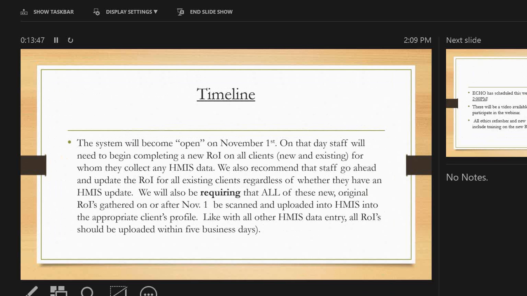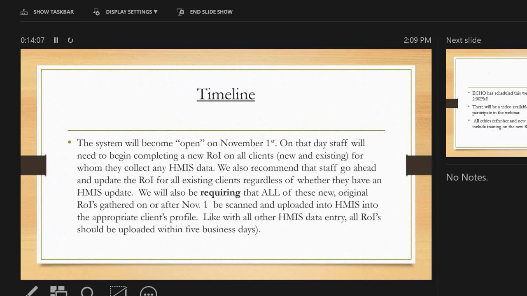So the timeline for implementation. The system will officially become open on November 1st of this year. So on that day, staff will need to begin collecting a new ROI on all clients who are coming in new to the system and all clients who already exist in the system who will be putting in new data or receiving new services on November 1st or afterwards. So anyone for whom you collect any new HMIS data.